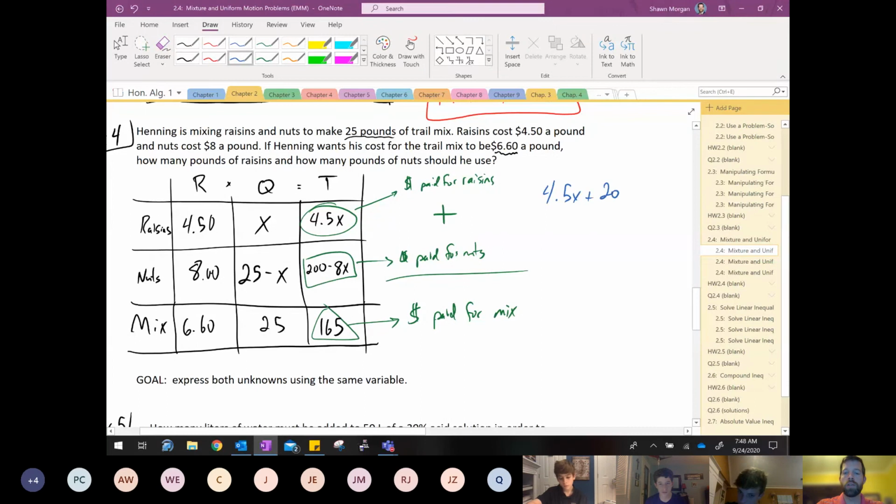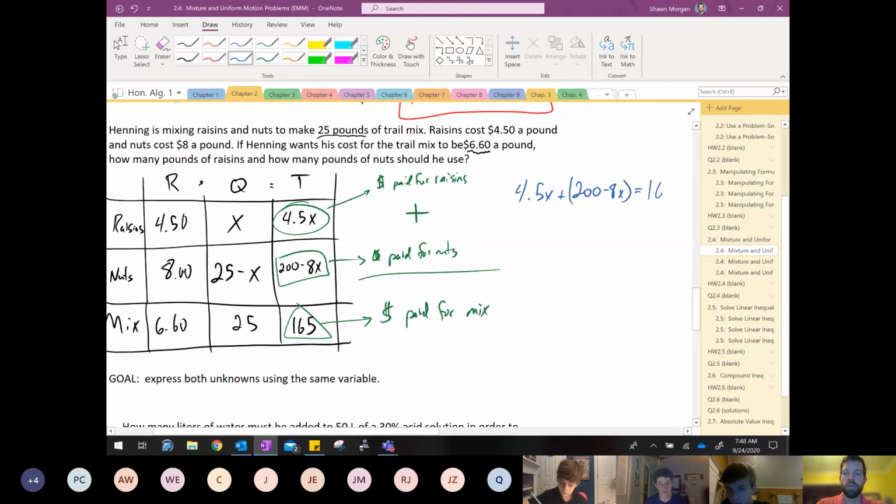4.5x plus (200 minus 8x) equals 165. I really didn't need those parentheses, but I put them there just to distinguish that that was our second cell there in the far right-hand column. All right, let's put these together. We get negative 3.5x, because if I combine my like terms, 4.5 minus 8 is negative 3.5. Subtract 200 from both sides, and we get negative 35.